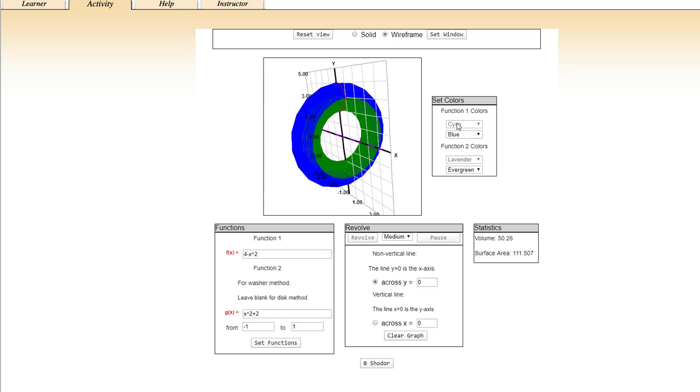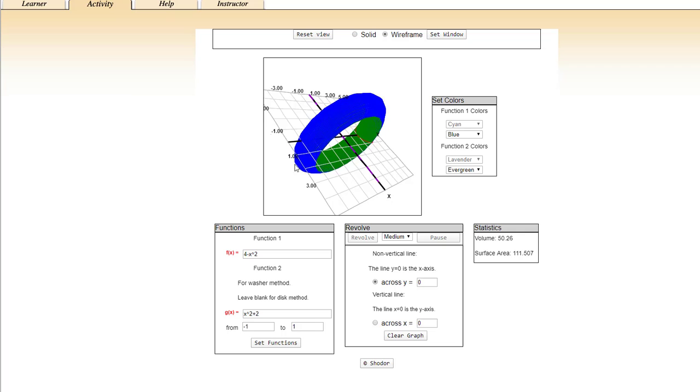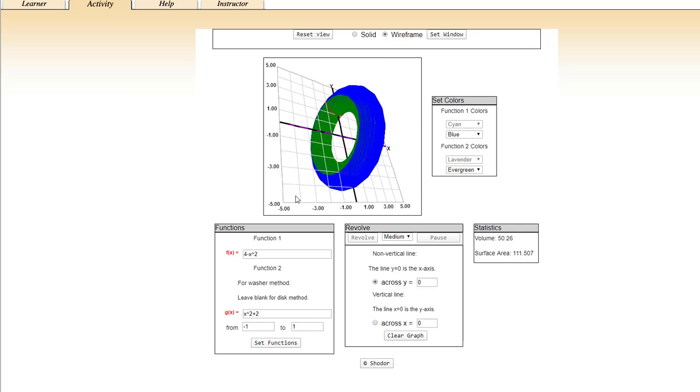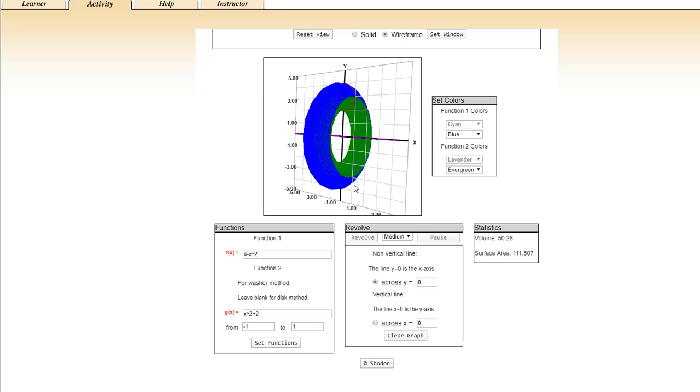Okay, notice if we don't like these colors, we've got some options here. It says that function 1, which is the 4 minus x squared, is going to be in blue. The second function is going to be in green, and we see that's exactly what it is. We get this tire or donut shape, and the software will let you look at it, rotate it around, see exactly what's going on here. And this is where we've rotated it around the x-axis. It says a line y equals 0 equals the x-axis. This is what happens when we rotate it around the x-axis.